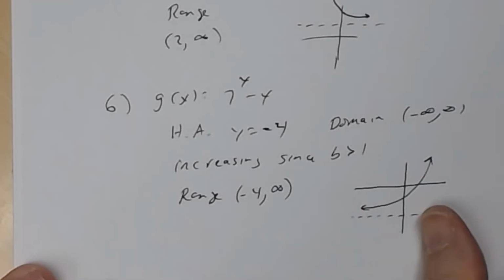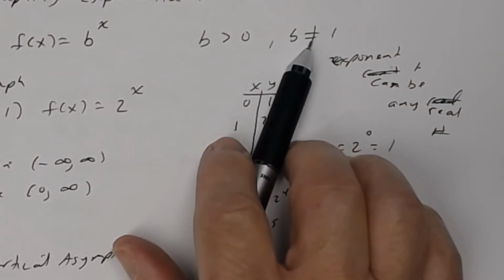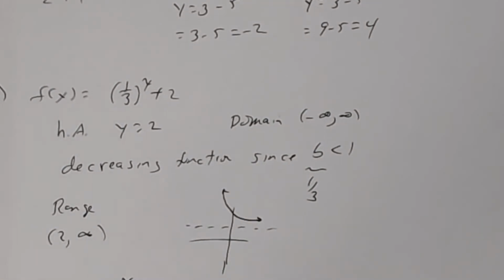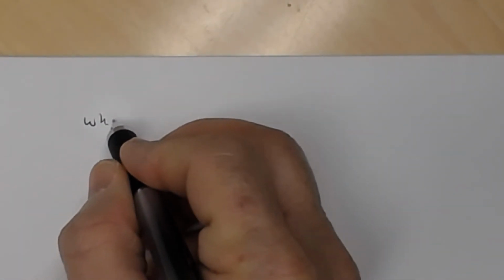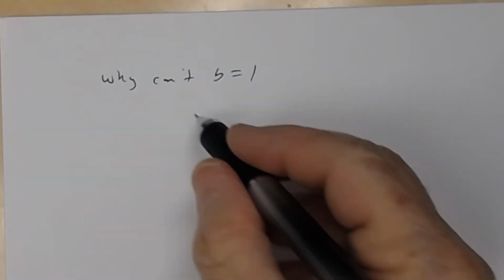All right. Now, what I want to do, real quick, is explain to you, remember earlier we said that the base cannot equal 1. So let me explain to you why that's true. So let's suppose the base was 1. Okay, so the base is 1. So why can't b equal 1? All right, well, suppose it was 1.